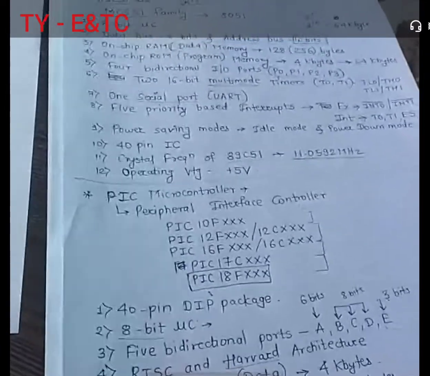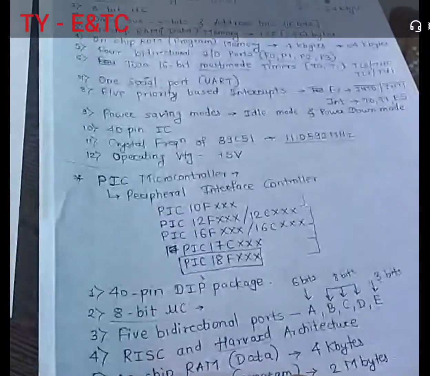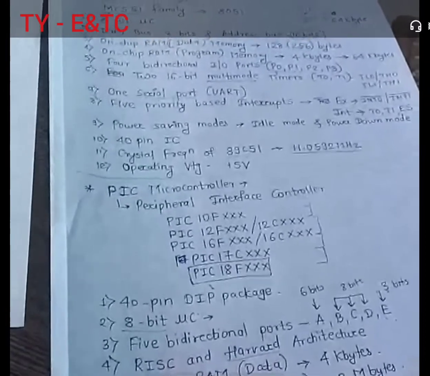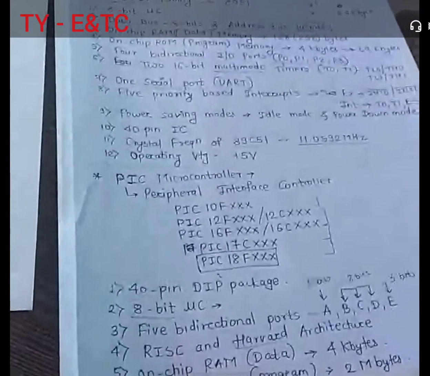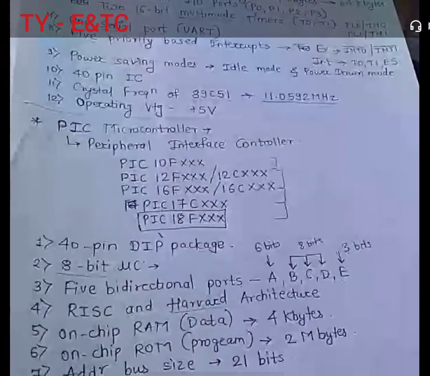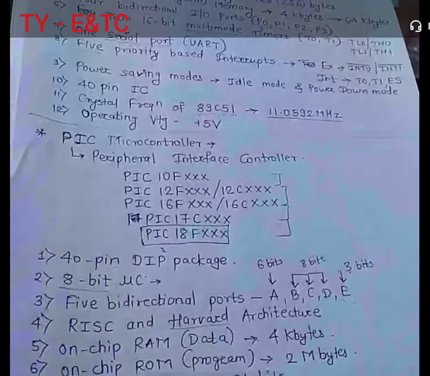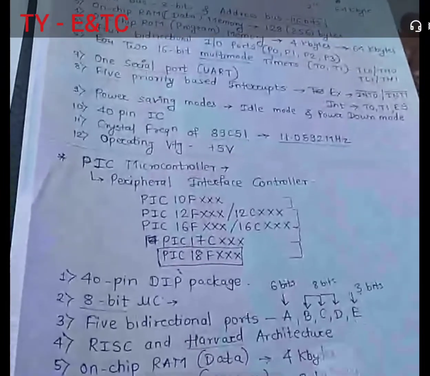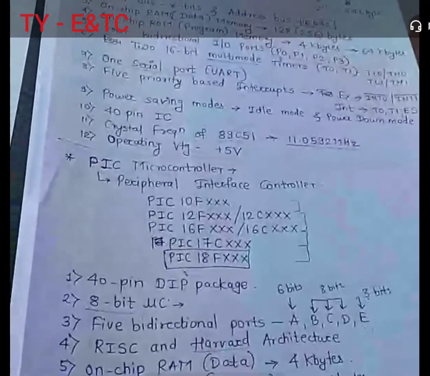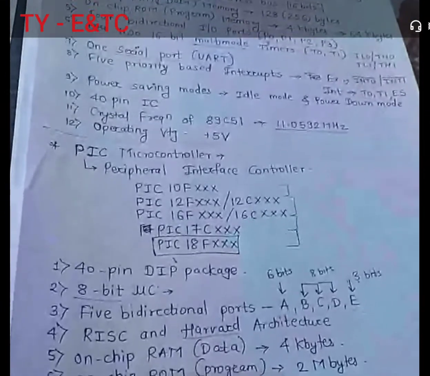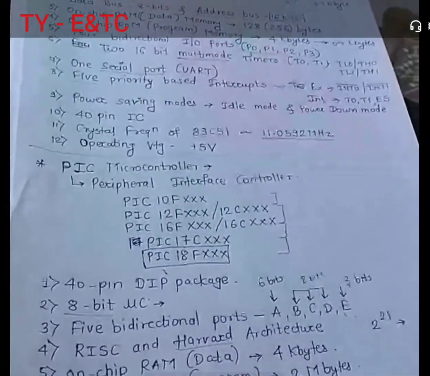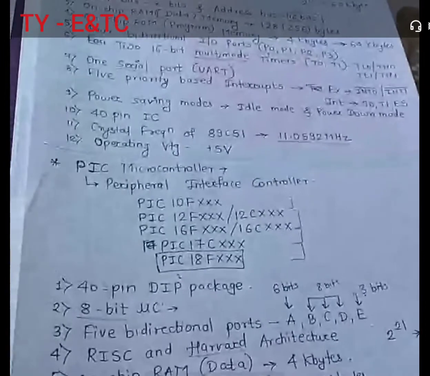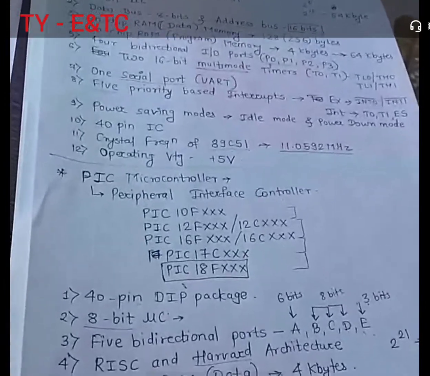Next is the size of the address bus. Here it is 21 bits. Now you can imagine, as I told you, that if you know the size of the address bus, you can find the memory capacity by the 2 raised to n formula. So if the address bus size is 21 bits, you take 2 raised to 21 and you will get a program memory size equal to 2 megabytes.